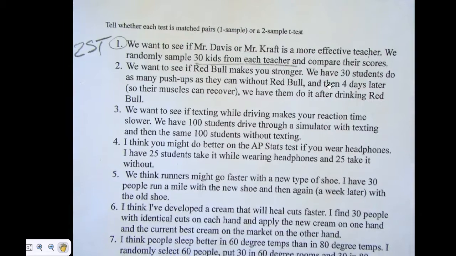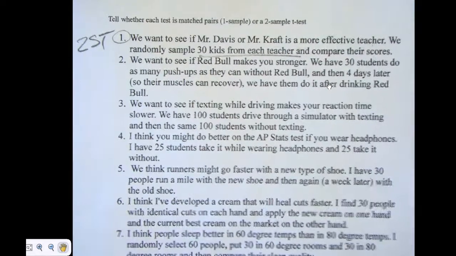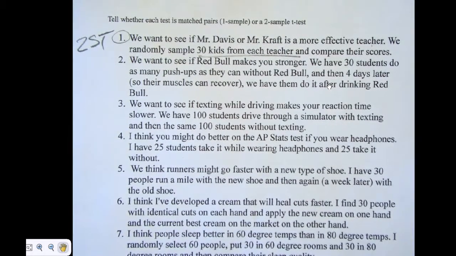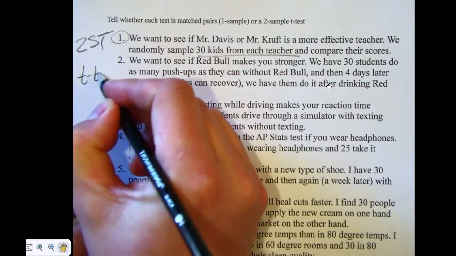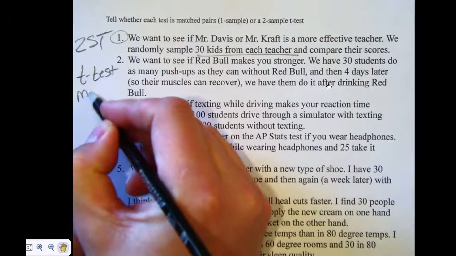But then read through number two and see if you can tell how that's different. How many groups of students do I have? One. They're going to do two different things, but I really only have one group of students. So that's a matched pairs, which would just be a t-test.